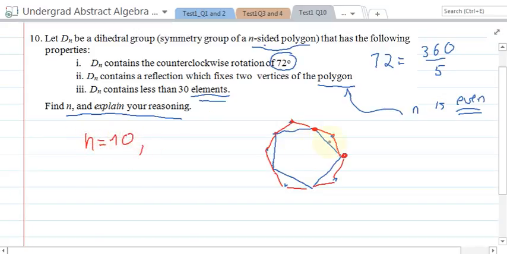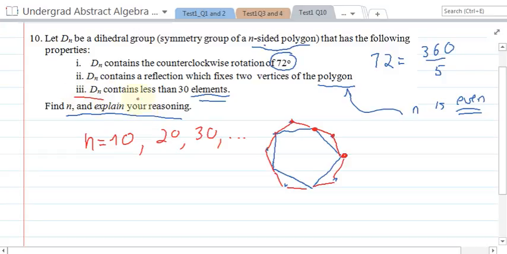Now, are there any other possibilities? Well, if I'm going to have the polygon preserve this 360 over 5 rotation, then the number of sides should be a multiple of 5. So the even multiples of 5 are 10, 20, 30, etc. All right? So from the first two facts here, we've narrowed n down to be one of these, 10, 20, and 30.